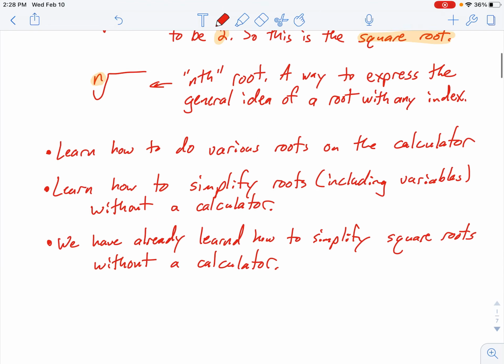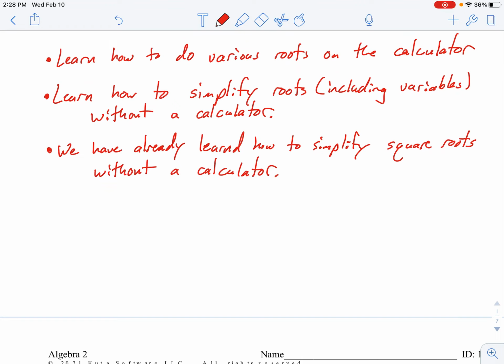So what we're going to do is spend a short time to learn how to do various roots on a calculator. You should already know how to do a square root, and maybe you know how to do a cube root. Some calculators have a cube root button. But what if you have to do a 7th root or a 5th root? So we're going to talk about that. It's not going to take a very long time. Then we're going to learn how to simplify roots, including variables.